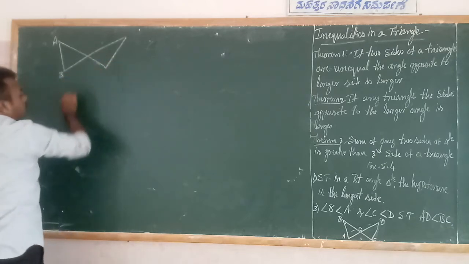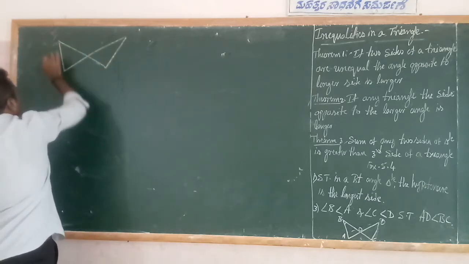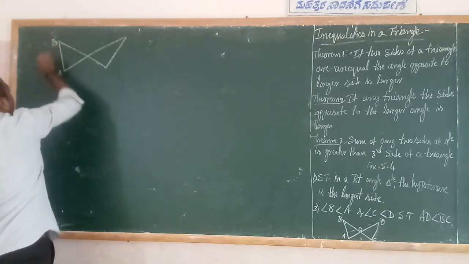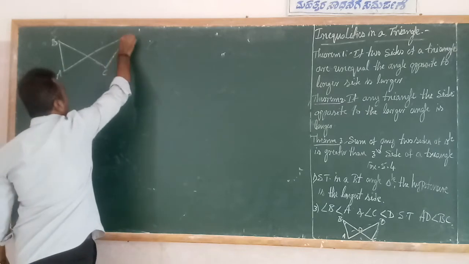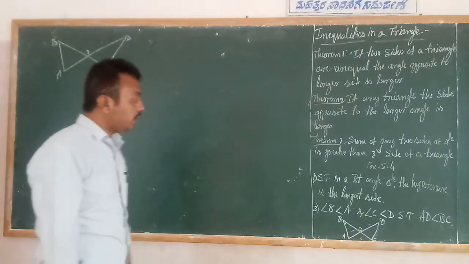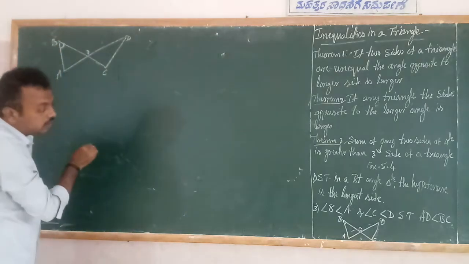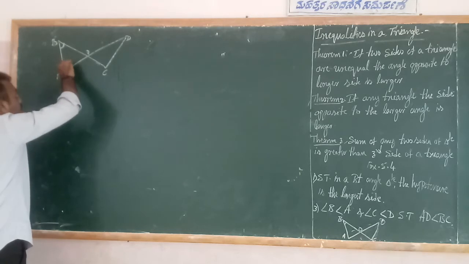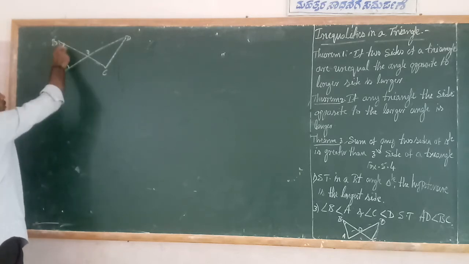Yes. And this is A, this is B. Now this is C and this is D and this is O. Yes, friends. Angle B is less than angle A. This is smaller than angle A. Angle A is greater, angle B is smaller.